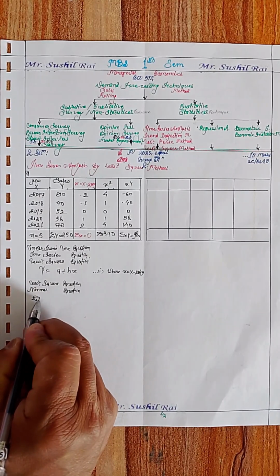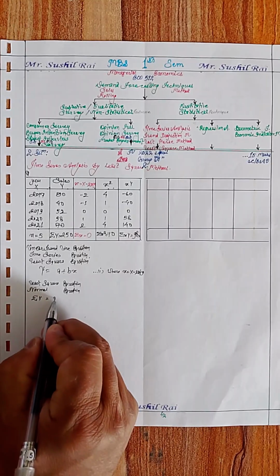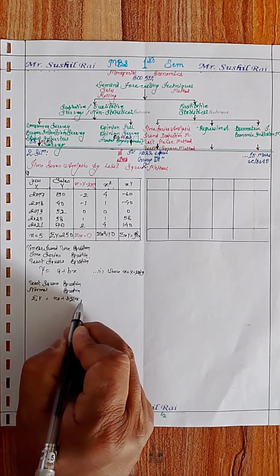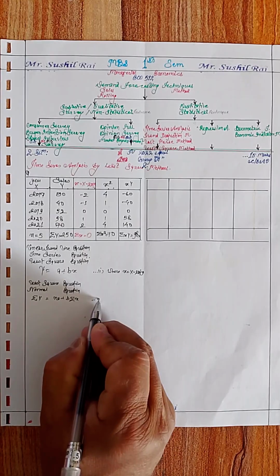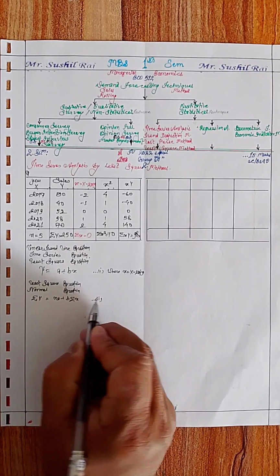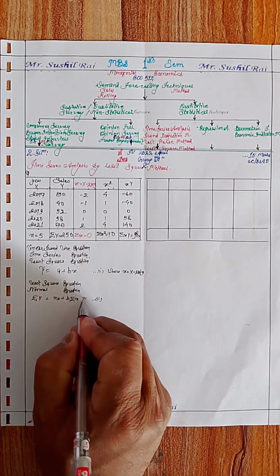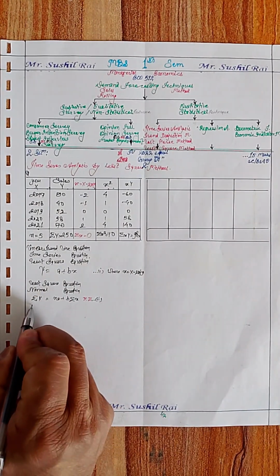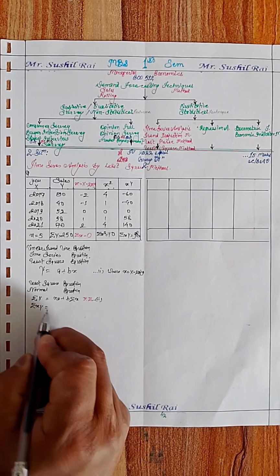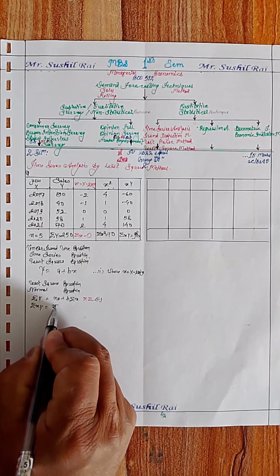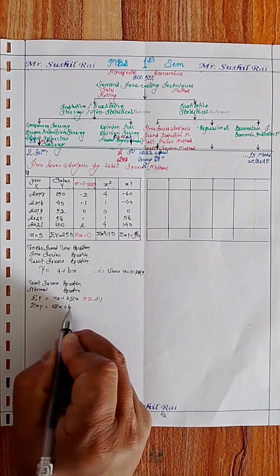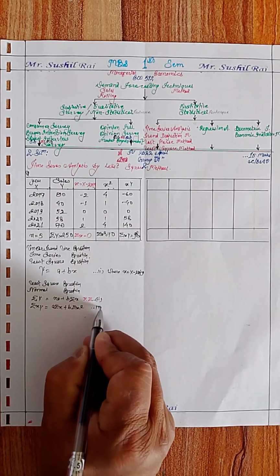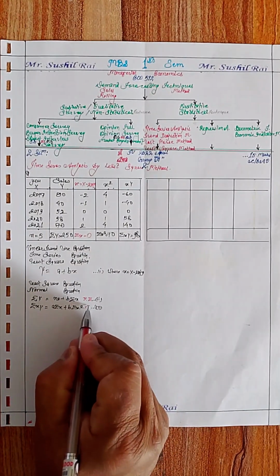Summation Y is equal to na plus b summation x, equation 2, and multiplying by summation x, summation xy is equal to a summation x plus b summation x square, equation 3.